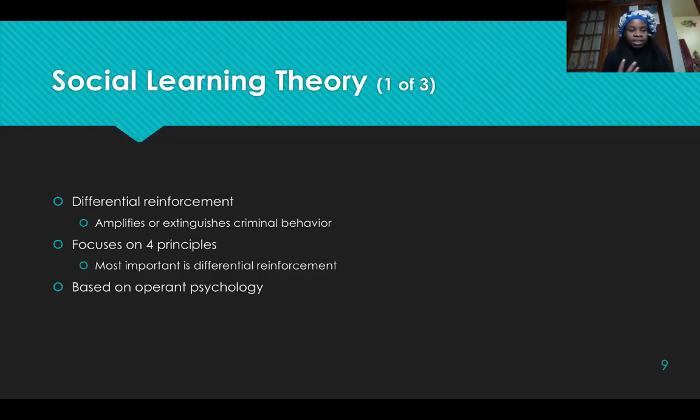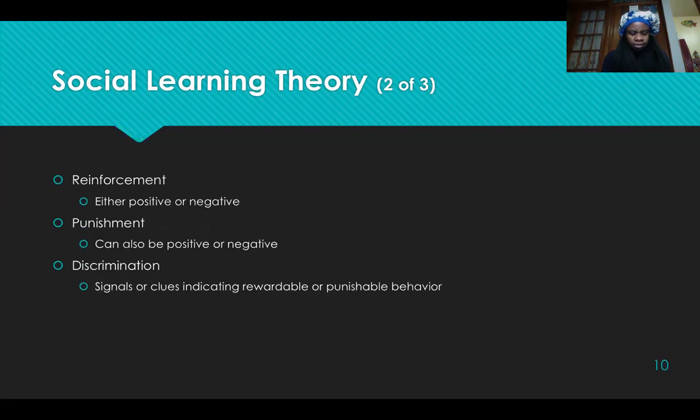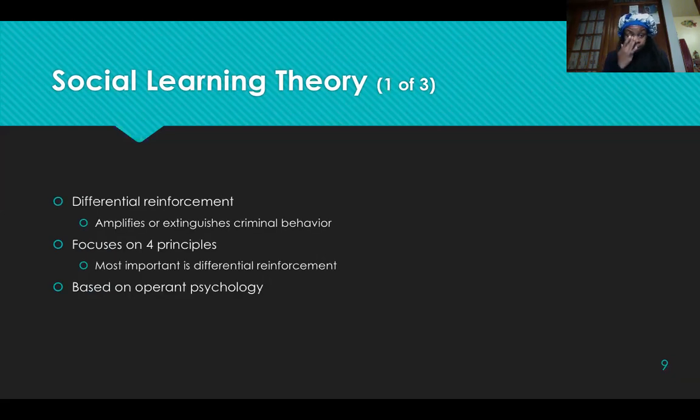So the theory focuses on 4 basic principles. The 4 basic principles are that he or she differentially associates with others who commit, model, and support violations of social and legal norms. This is differential association.